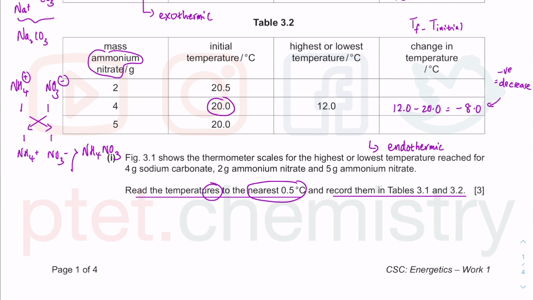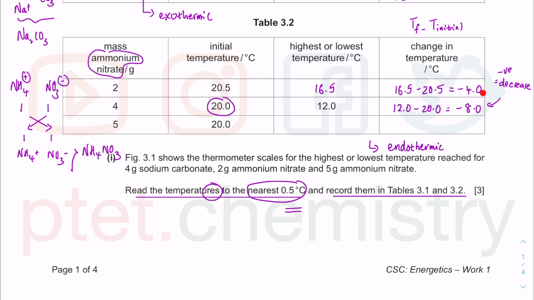2 gram of ammonium nitrate for 16.5 there. So 16.5 minus 20.5. Do it on my calculator. Again, be very careful. Your calculator shows you minus 4. It should be minus 4.0. Everything regarding temperature to the 1 decimal place accuracy to the nearest 0.5 degrees Celsius there, okay?